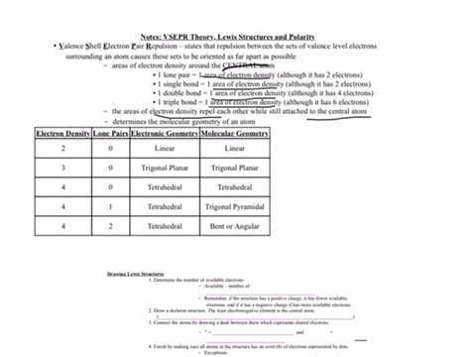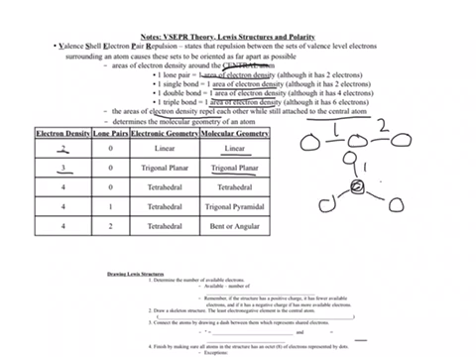So if there's only two areas of electron density, we call that a linear molecule. So it would be something like this. Two areas of electron density, 1, 2. If there's three areas of electron density, that's trigonal planar. So here's our central atom, and then we have 1, 2, 3 bonds, 3 areas of electron density.